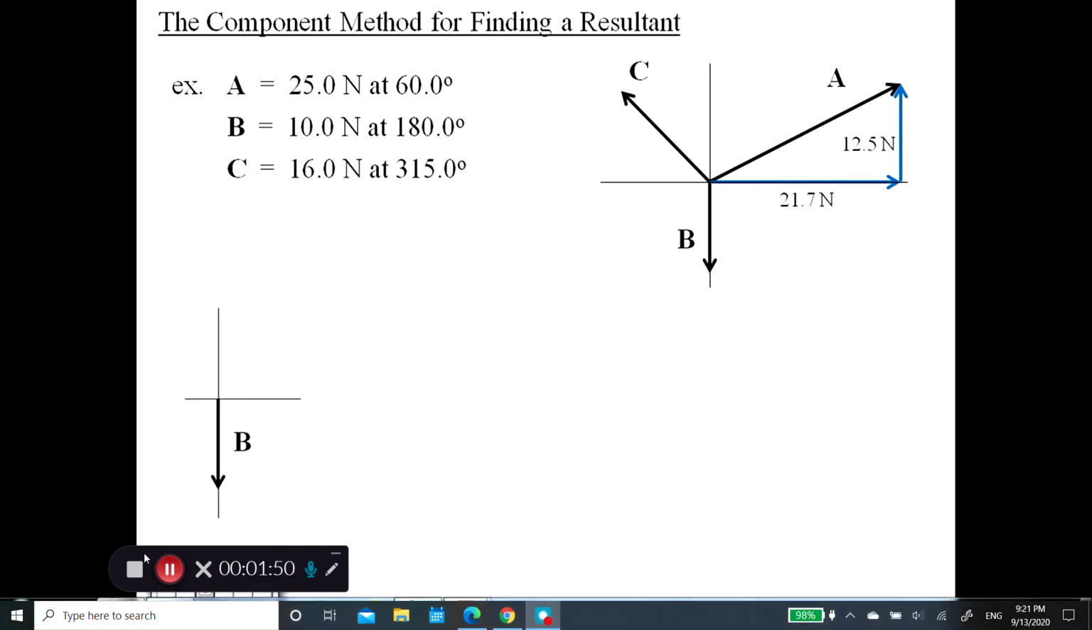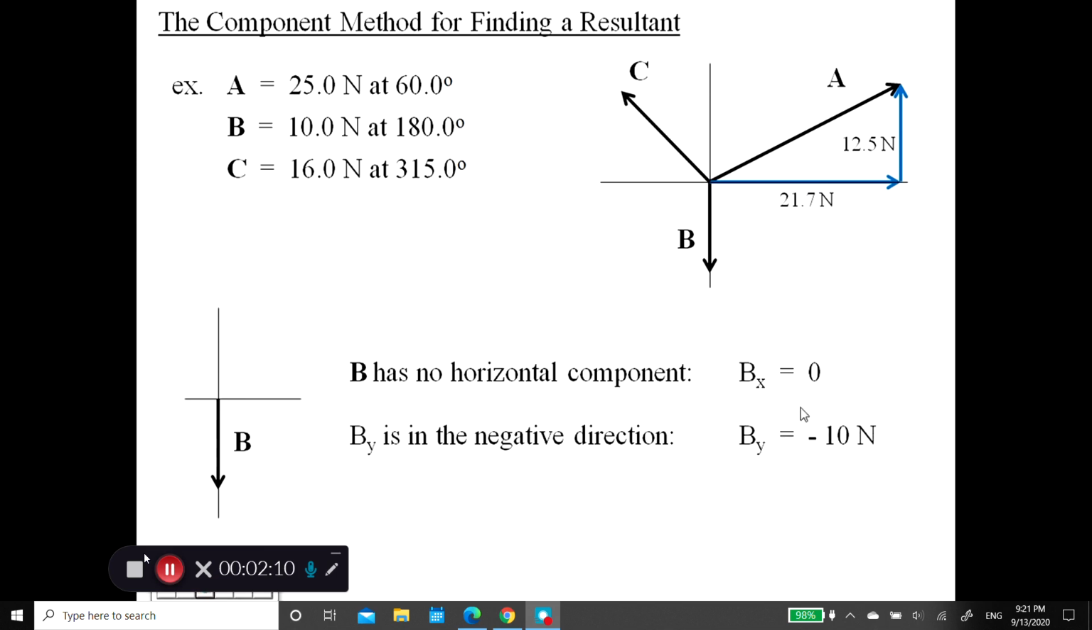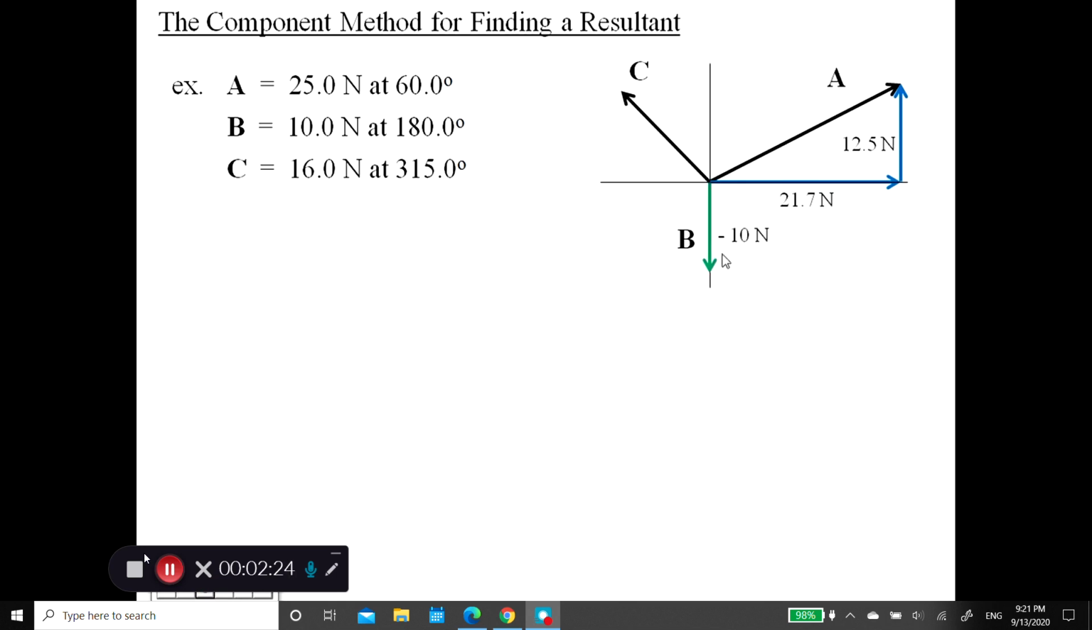Vector B, notice, is completely vertical, right? So B has no horizontal component. We would say that B sub x is equal to 0. And we can say that B sub y is completely vertical, so it's 10 newtons. However, it's pointing down, so we need to assign a negative sign to it. So B sub y is negative 10 newtons. By inspection, we can see that it goes in the negative y direction. Okay, so I put it in there.